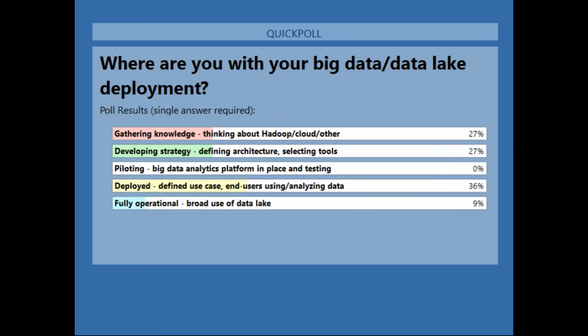Okay, so let's take a look at the results. And interesting that no one's in the piloting phase, but it is a bit what I expected in terms of the early stages of gathering knowledge and developing strategy. It's fascinating that many of you have already deployed some use cases and are probably getting some value. So hopefully this webinar was good in terms of giving you some additional ideas. Maybe you're expanding out from a traditional data lake to incorporate more real-time data feeds or even IoT analytics. So looks very interesting. And of course, some of you are fully operational, so good for you. And hope you continue expanding out your deployments and try to get more value from that.